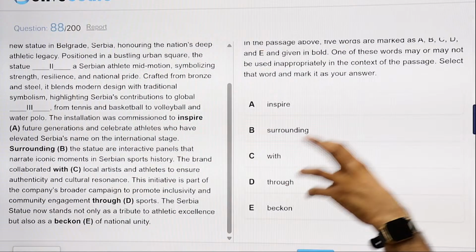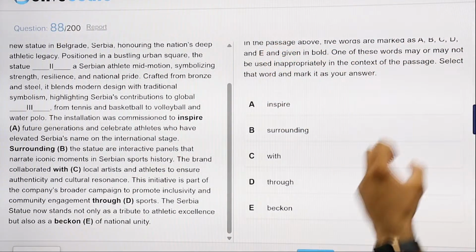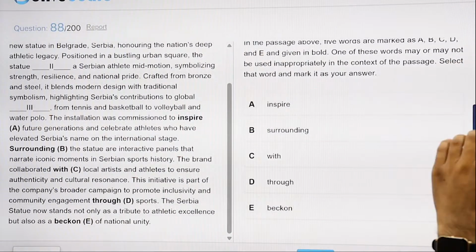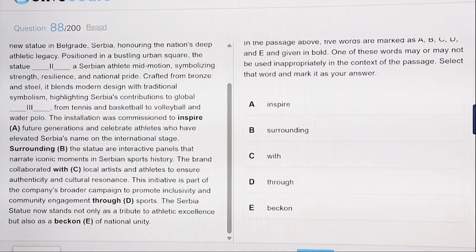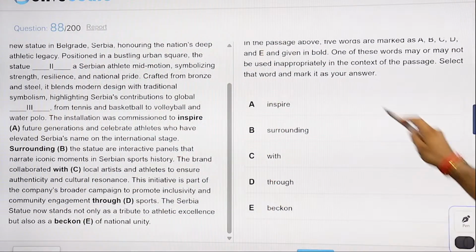The installation was commissioned to inspire future generations and celebrate athletes who have elevated Serbia's name on the international stage. Not bad. Inspire future generations. I think this is all correct. Need not change.